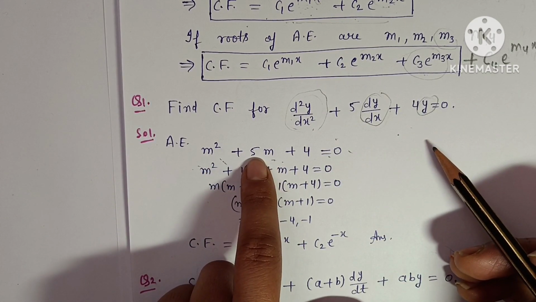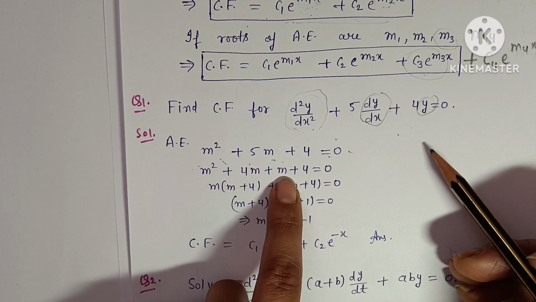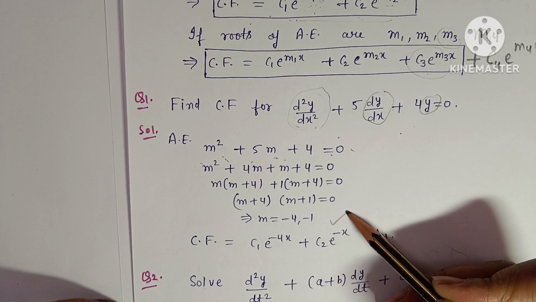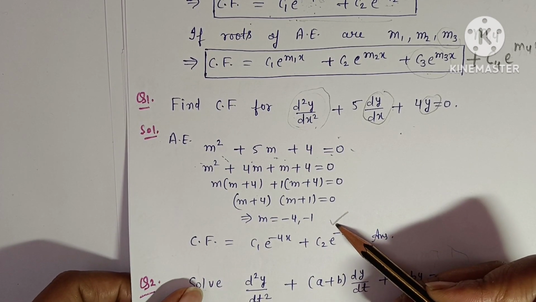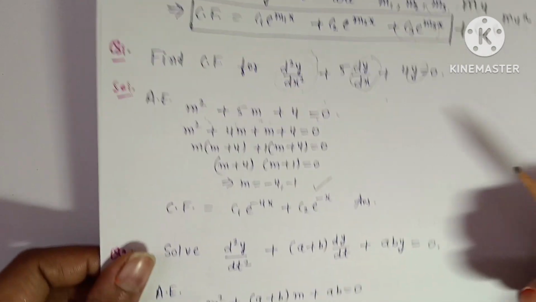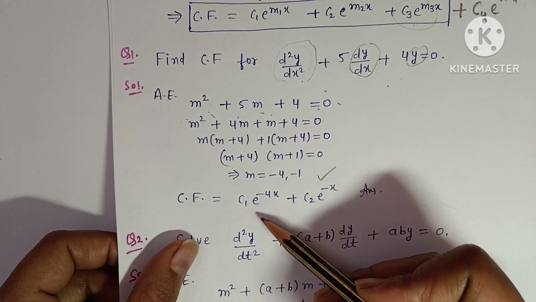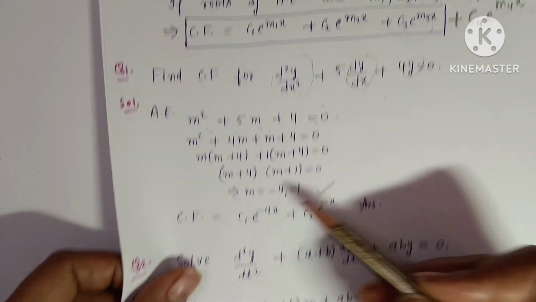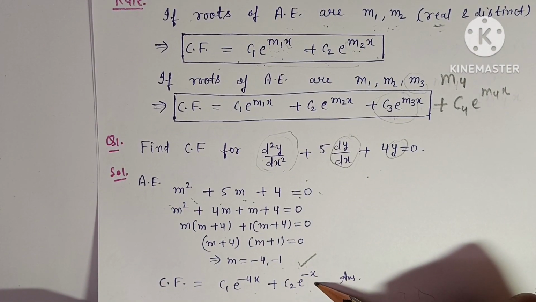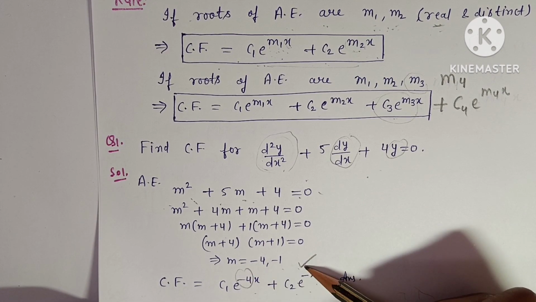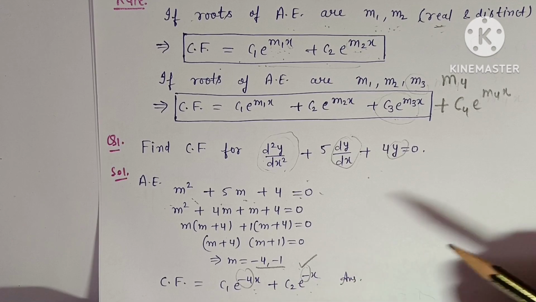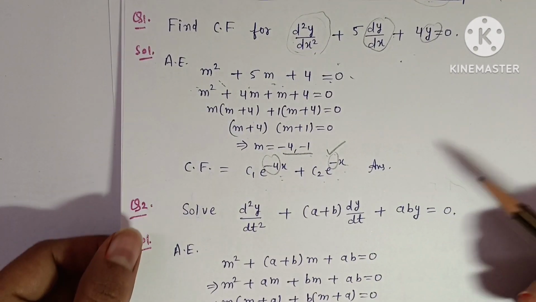So you can split this 5m into 4m and m, then you can proceed and you can find the roots m equal to minus 4 and minus 1. You can also find these roots with the help of a calculator. Now CF is c1 e to the power minus 4x like this rule, plus c2 e to the power minus x. So these roots, minus 4 and minus 1, are put here in the exponential terms. So this is CF.